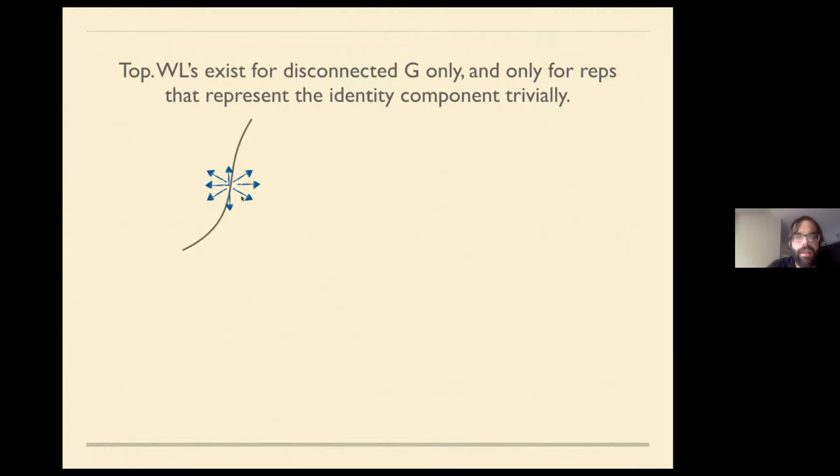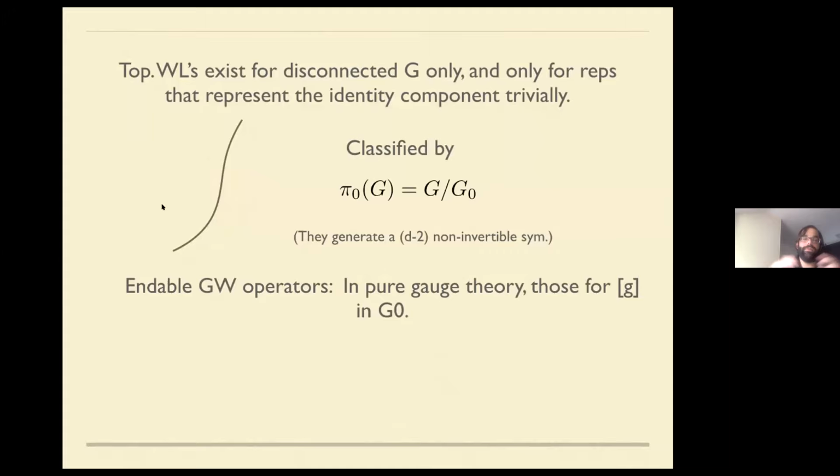But there are Wilson lines for disconnected gauge groups, like the determinant line, or the Wilson lines in ZN gauge theory, which is the same as BF gauge theory, which do not source long-range gauge fields. And if you don't source long-range field strengths, then the lines can be topological, and they often are. So these topological Wilson lines are classified by pi zero of G, by the zero homotopy group, simply because they represent the identity component trivially. And in general, they generate a D minus two non-invertible symmetry, okay?